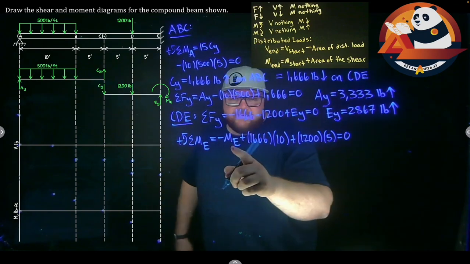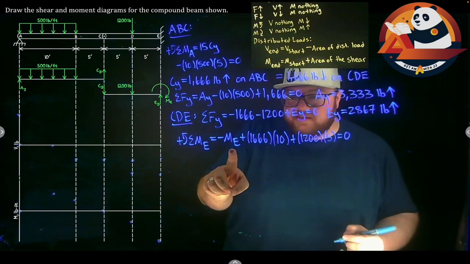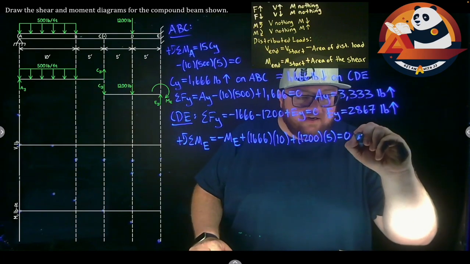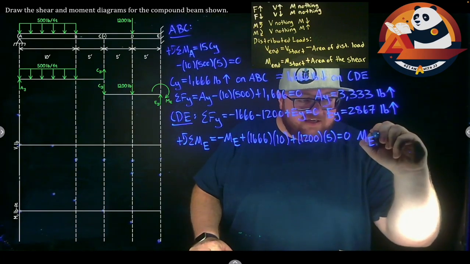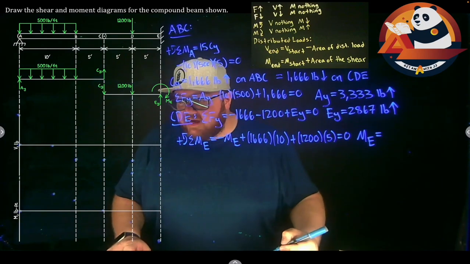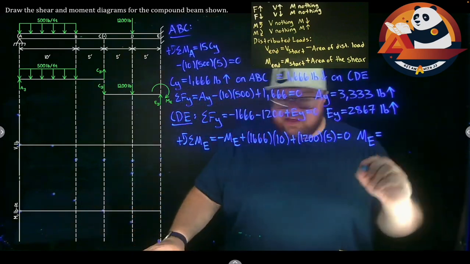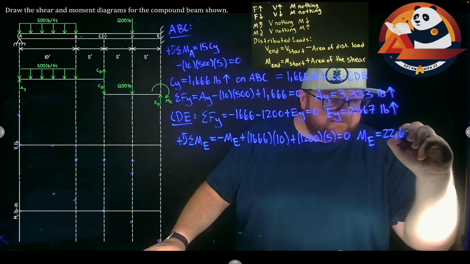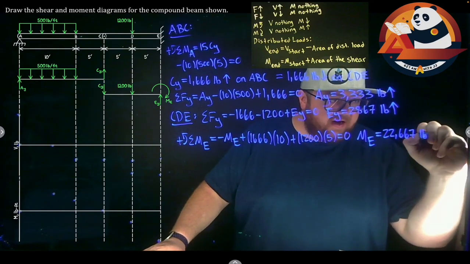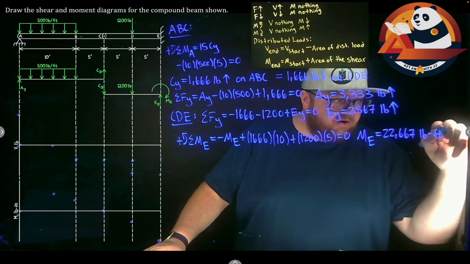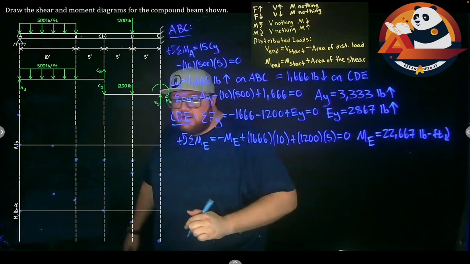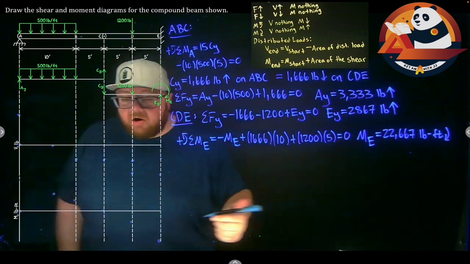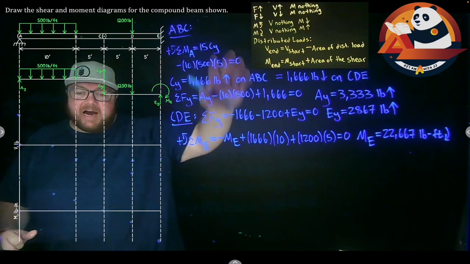If I solve that for ME, I get a positive, which means I assumed the correct direction. ME is going clockwise, and it is a pretty big number: 22,667 pound-feet going clockwise. That gets us enough to start my shear moment diagrams. Again, we got to get those support reactions.